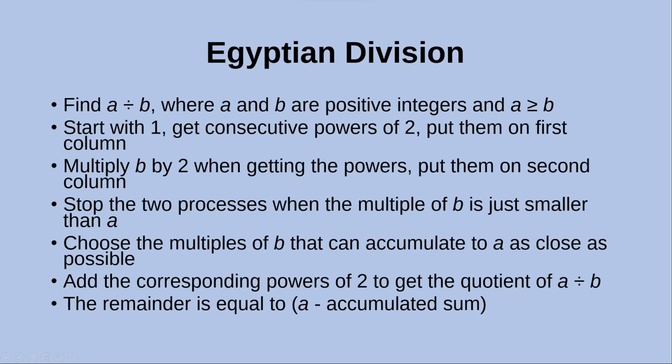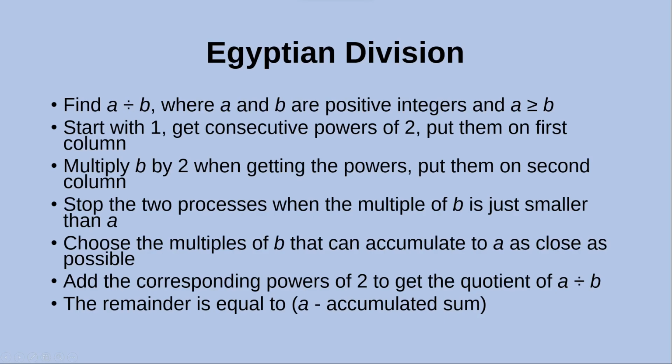And then we start with 1 in order to get the consecutive powers of 2, and then we can put them on the first column. After that, we multiply b by 2 when we get the powers, and then we put the multiples on the second column. We can stop the two processes above when the multiple of b is just smaller than a. We have a way to really check it out later on in the implementation.